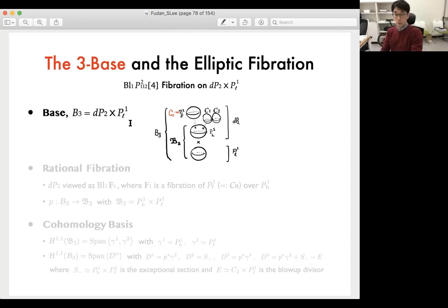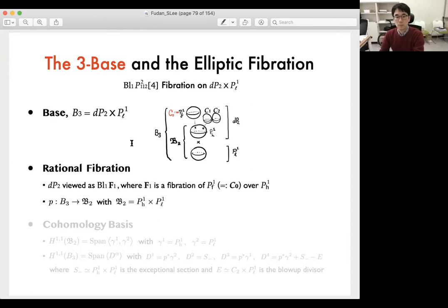We may view the del Pezzo surface DP2 as a one-point blow-up of the Hirzebruch surface F1. And this is a fibration of rational curves P1_F over another rational curve P1_H. So we have these three different rational curves, P1_F, P1_H, and P1_L. And we will take the P1_F as the C0 of the rational fibration P, of which twofold base will then be this P1_H times P1_L.